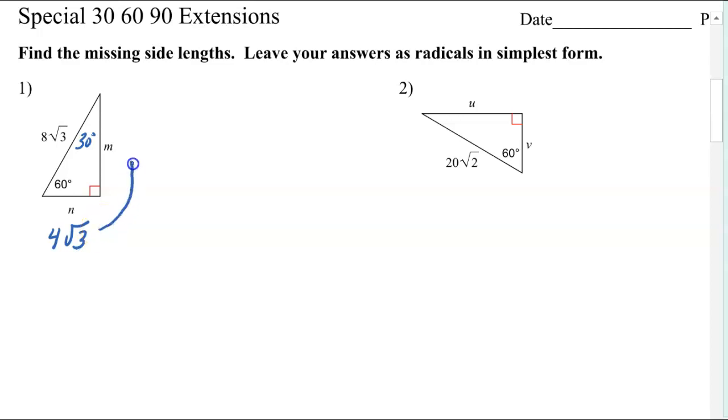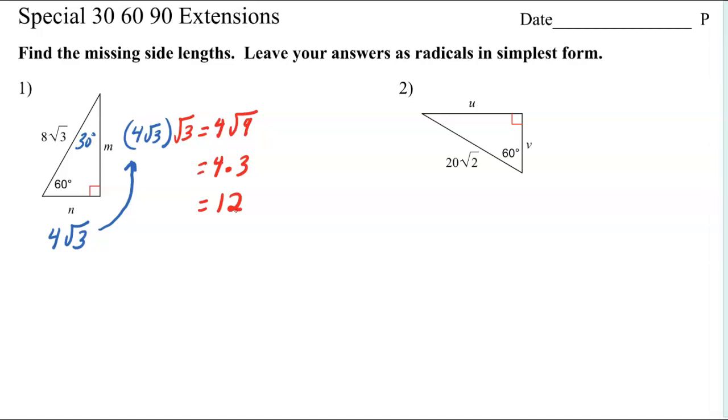Then the long leg we know is the short leg times the square root of 3. When we do this math, you get 4 square root of 9, which is 4 times 3, or 12. So the long leg is 12.